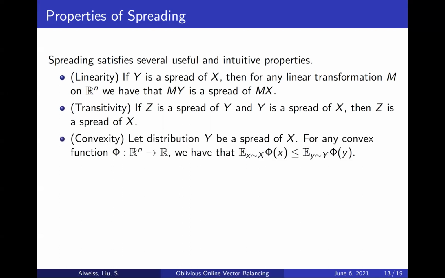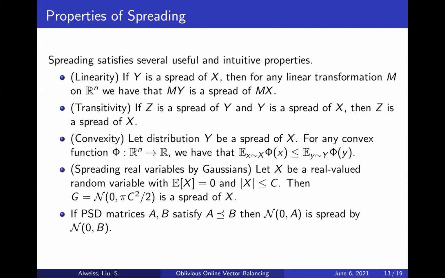So let Y be a spread of X. Then for any convex function phi from Rn to R, we have that the expectation over little x sampled from capital X of phi of x is at most the expectation of phi of y, where little y is sampled from capital Y. So this is just by Jensen's inequality. And finally, you have spreading for univariate random variables which are bounded. So let X be a real valued random variable with expectation of X equal to 0 and the absolute value of X bounded by C. Then you're spread by the Gaussian, which is N(0, pi C squared over 2).